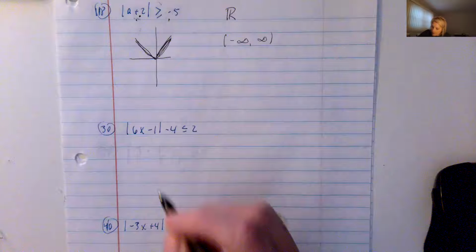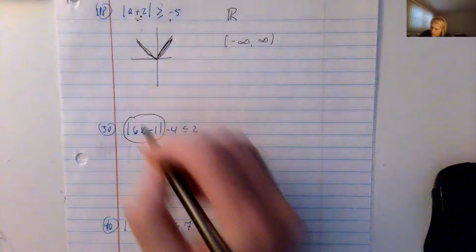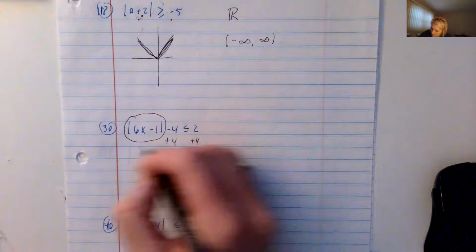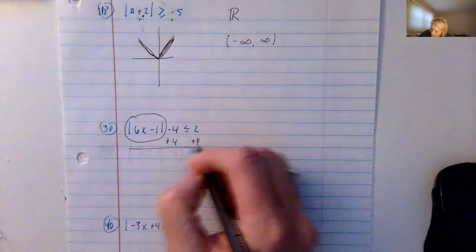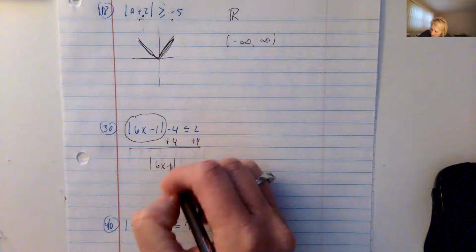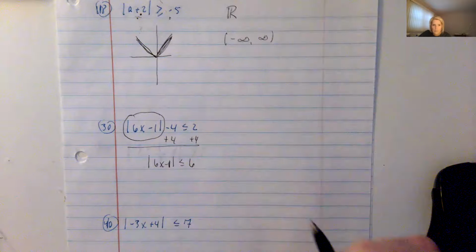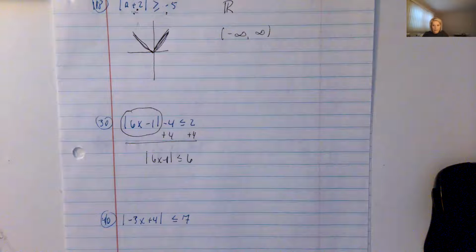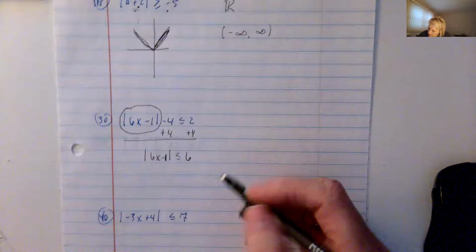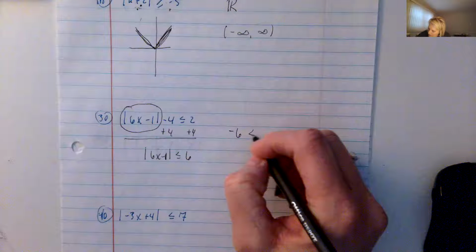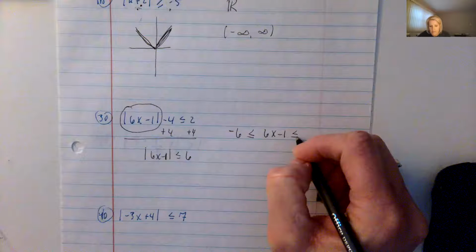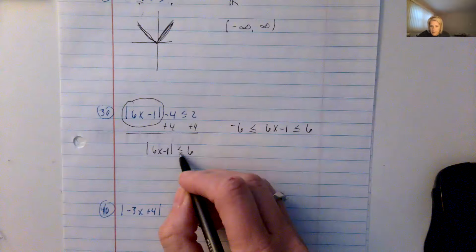Okay, number 30. So again, we have an expression inside the absolute value. We have to isolate that first by adding 4. So we have the absolute value of 6x minus 1 less than or equal to 6. So it's less than or equal to, and so that means it's going to be between. So a negative 6 is less than or equal to 6x minus 1, which is less than or equal to a positive 6.